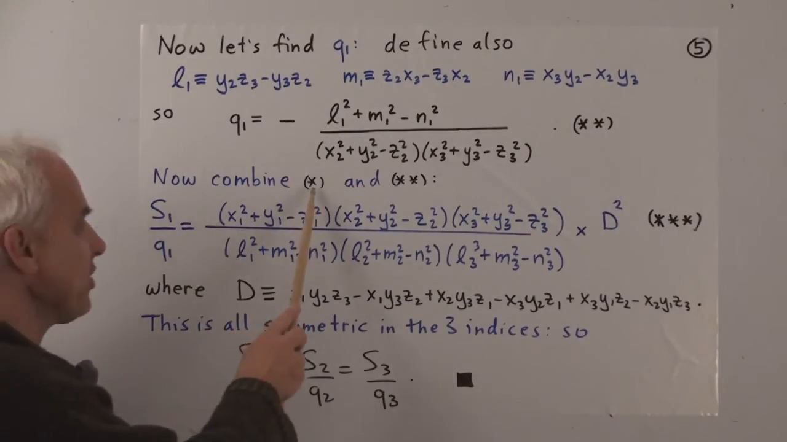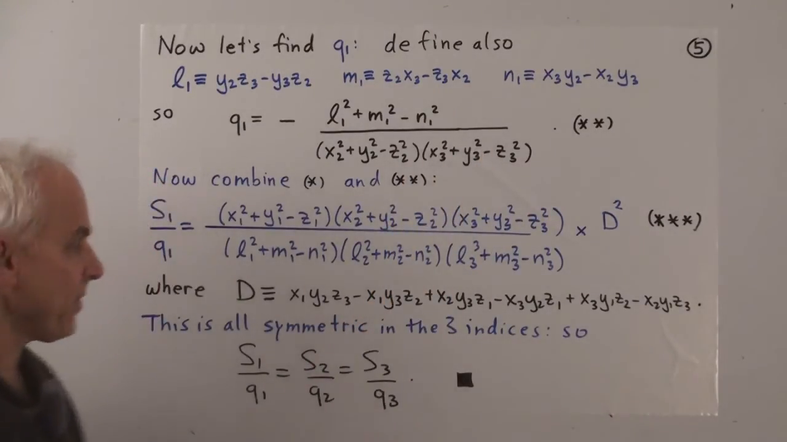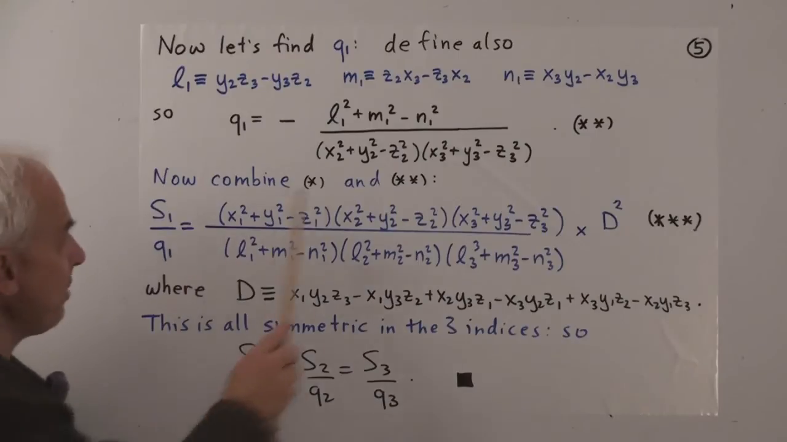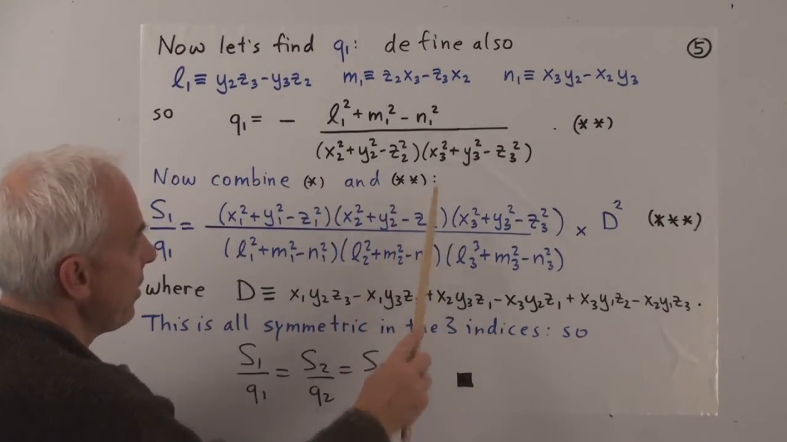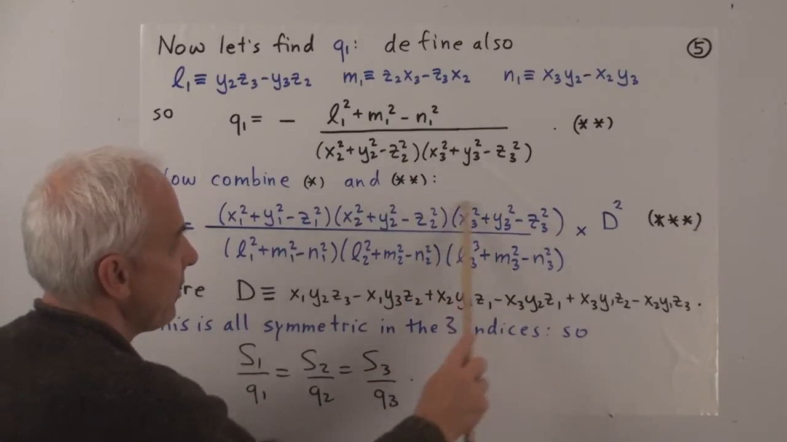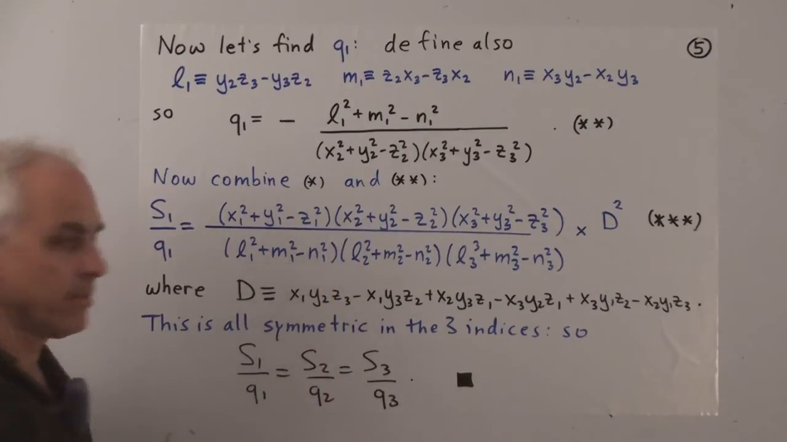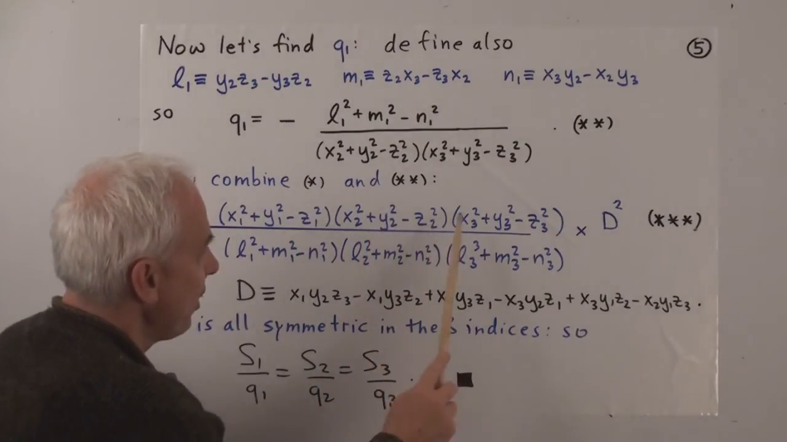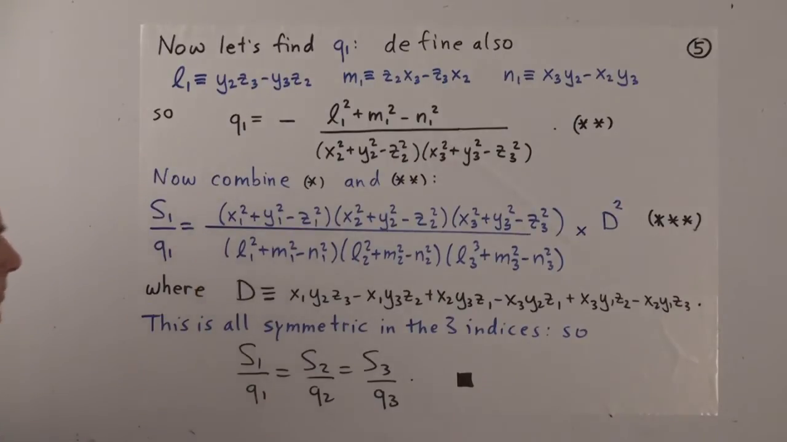So now let's combine the star and the previous page and this double star formula. We're interested in S1 divided by Q1. All right, if we divide by Q1, it means we're inverting this. So the X2 squared term that's right there, the X3 squared term appearing right there, and this L1 squared term appearing in the denominator right there. The Q1 term then is responsible for this factor, and this factor. And there's also a minus sign.